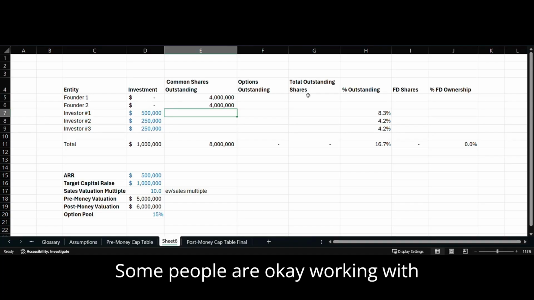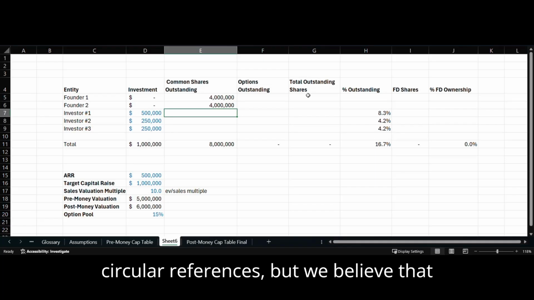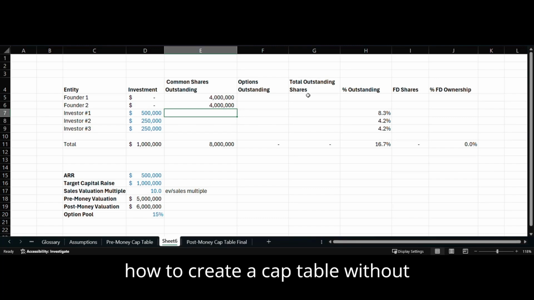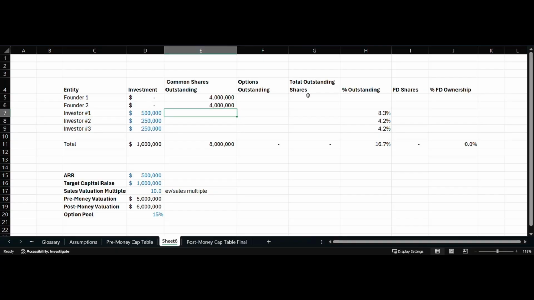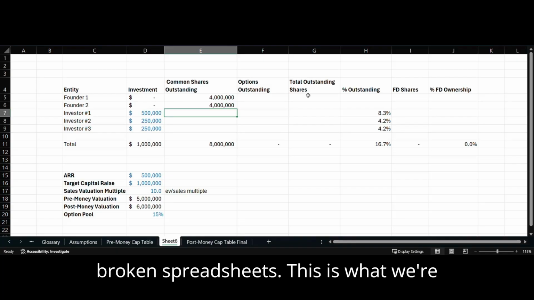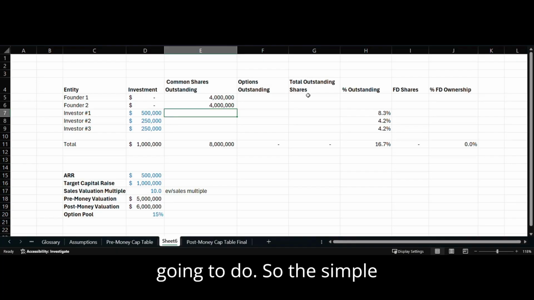Some people are okay working with circular references, but we believe that math always has a way of showing us how to create a cap table without using circular references and having broken spreadsheets. This is what we're going to do.